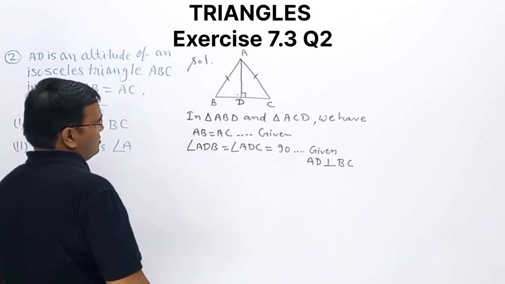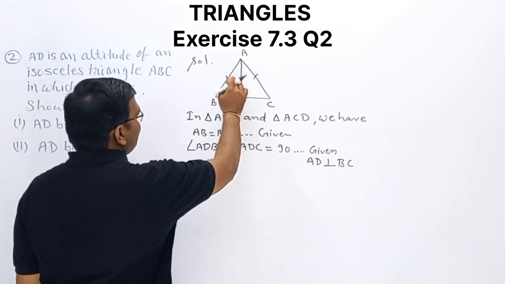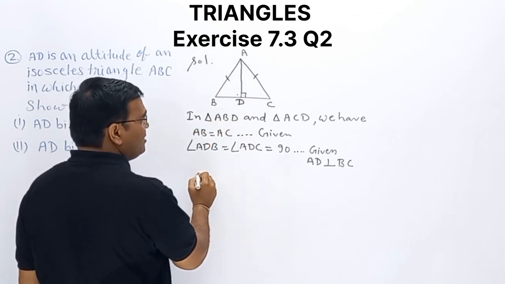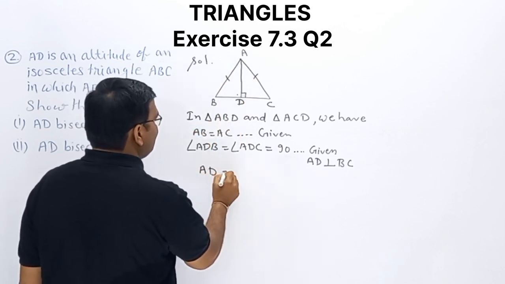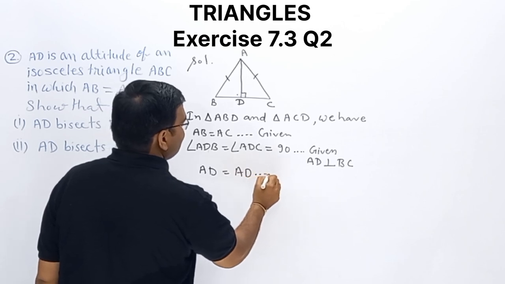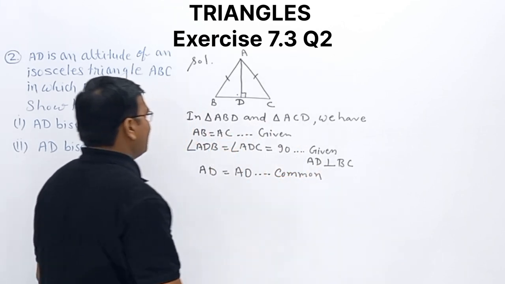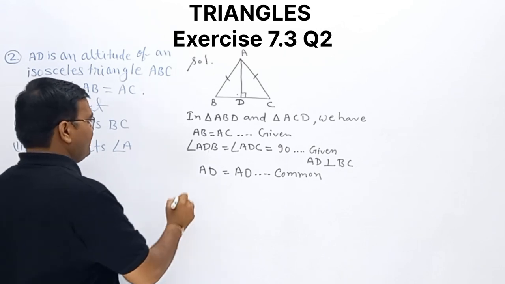Now what about the side? In these two triangles, AD is common. AD equal to AD. And this side is common in both triangles. So what we can say?